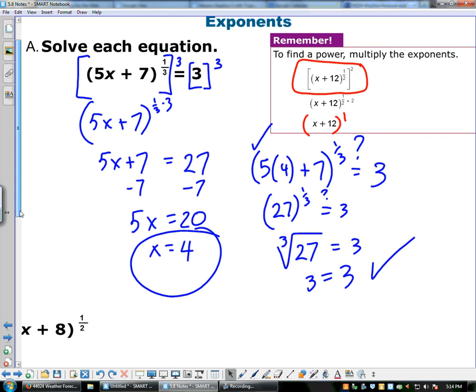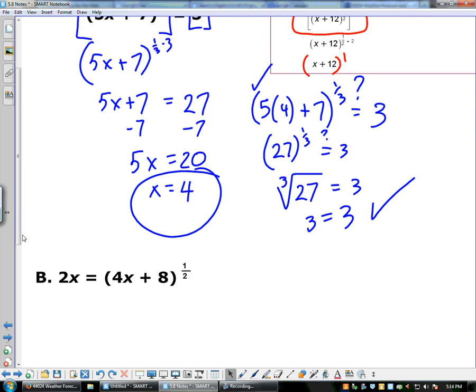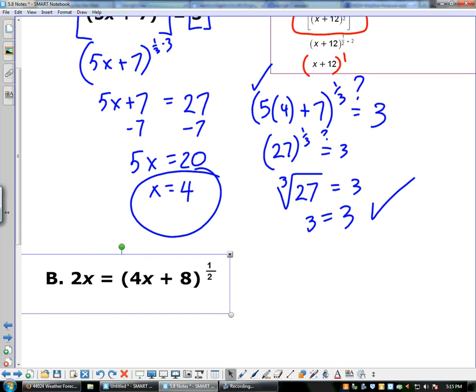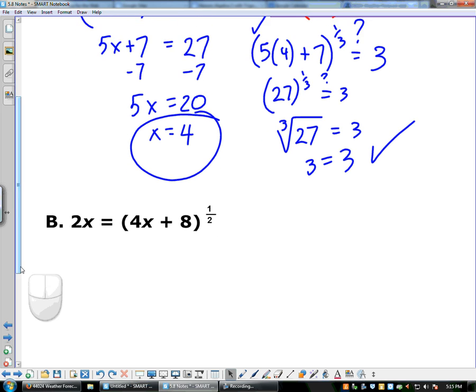All right, our next example here. So example B kind of showing us another problem similar to this. Again, you notice you have the quantity 4x plus 8 raised to the 1/2. So I want that side to become a power of 1 raised to it on that side. So I'm going to multiply both sides by the reciprocal. So the reciprocal of 1 over 2 is going to be 2 over 1. Raise both sides to the reciprocal.